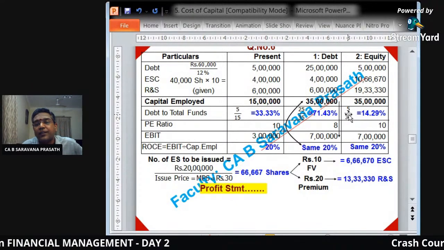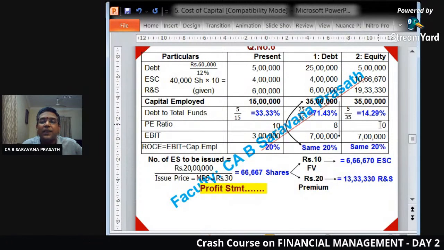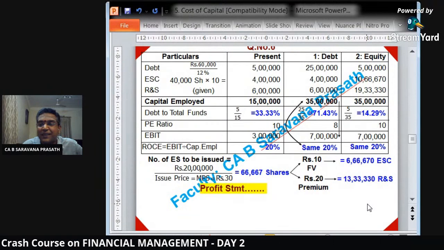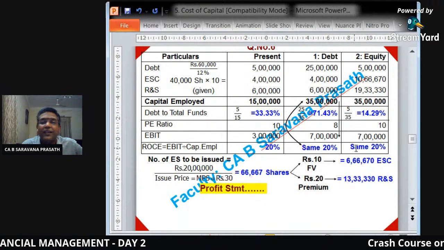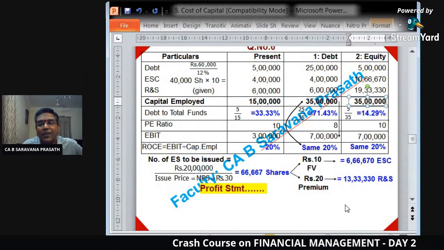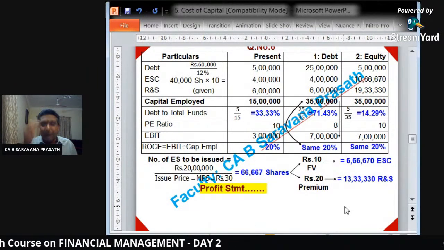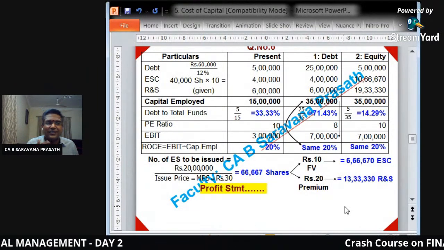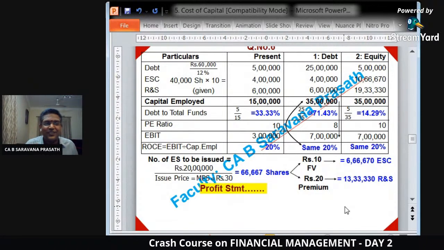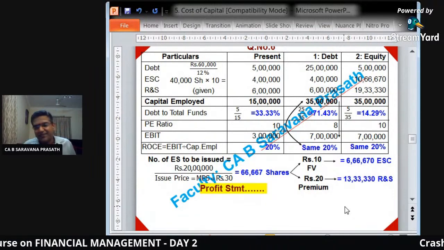Now we calculate debt divided by debt plus equity. It is 14.29%, and the P/E ratio is therefore equivalent to 10 times, because it is less than 35. The same 20% is the return on 35 lakh. Our profit will be equal to 7 lakh. This is the working before I prepare the profit statement. So let's understand this. I will pause for a while. You can go through this, register it in your mind, and then we will move to the next slide.